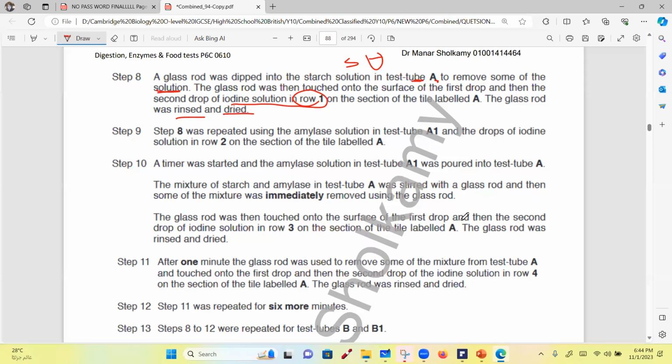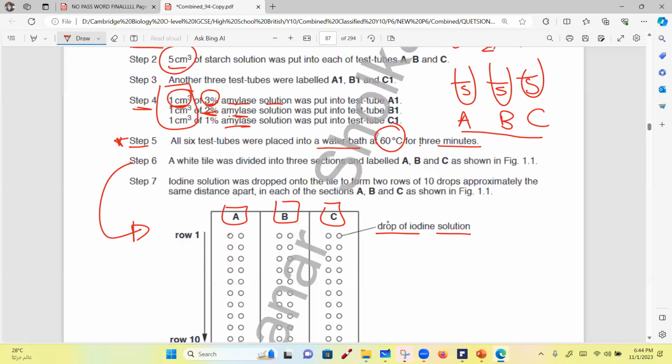So what did they do? They went to test tube A. This is test tube A here that contained only starch. And they took a drop out and they put 1 drop here and 1 drop here. So this first row actually contains only iodine. This is the part that a lot of you missed and you did not read.